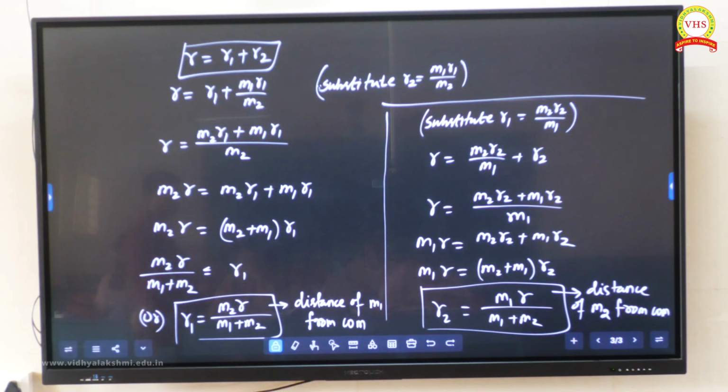So two equations only. One is R1 plus R2 equal to R. Another is the mass moment relation, M1 R1 equal to M2 R2. From there we got this. Clear?